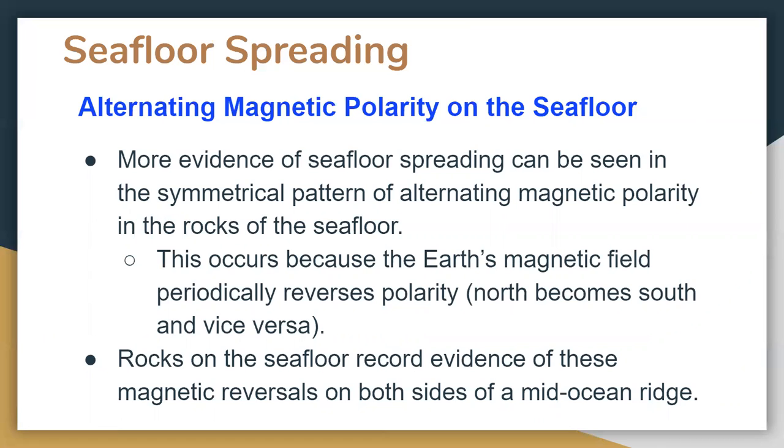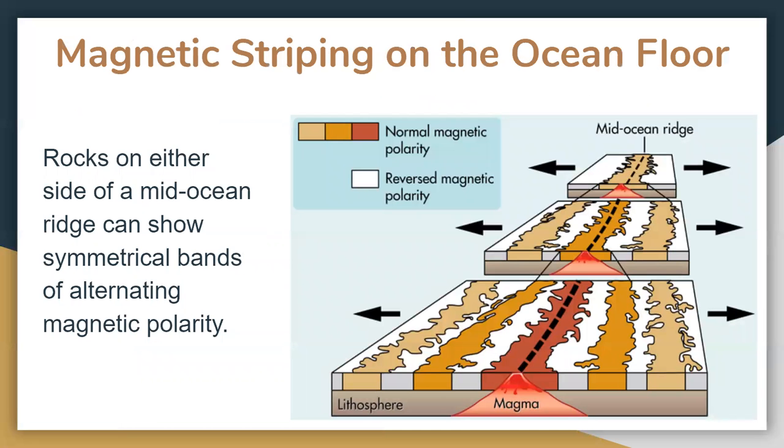So these reversals actually don't really have a significant impact on the living things on the Earth, but evidence of these reversals can be found in the rocks of the seafloor, and that evidence can be found on both sides of a mid-ocean ridge. And it creates basically this mirror image on either side of the ridge, indicating that the seafloor is spreading at an equal rate on either side of the mid-ocean ridge.